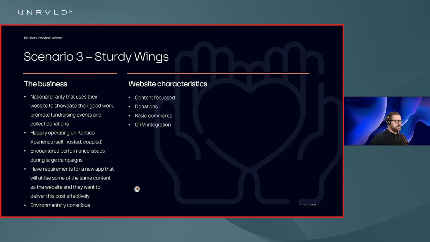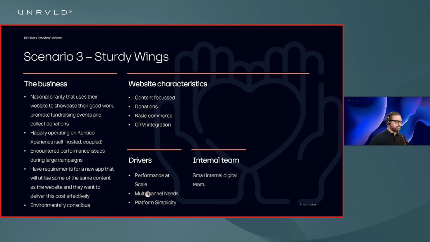So the website characteristics: content focused, primarily a brochure-type site. They take donations. They have some very basic commerce, selling a few t-shirts and things, but nothing sophisticated. And they have an integrated CRM for doing their mailing campaigns. So the driver for these guys is performance at scale. That's the main thing. They do have some multi-channel needs with the new app, but really they just like the simplicity of just one system to do it all.